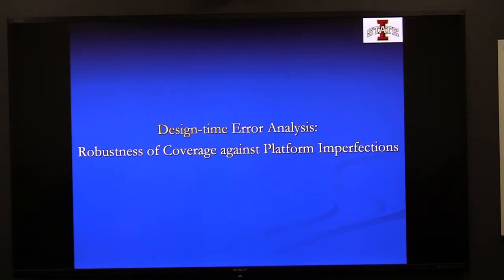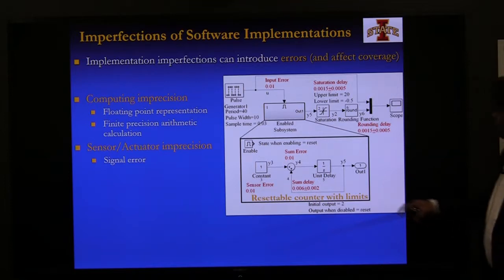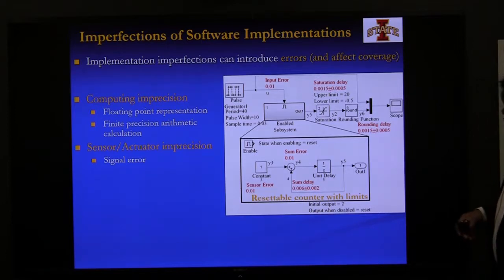The second thing that one can analyze at design time is the robustness of the coverage of the tests that we have generated through this approach, corresponding to the platform imperfections. When these computations happen, there can be numerical error. There is a limit to the accuracy with which the summing junction can add. There are also computation delays that Simulink introduces. And this is a control system, so it receives an input from somewhere else, and that input itself would have some numerical error. Because of the finite precision arithmetic and the non-zero delays, the semantics of the code is not necessarily the same as the semantics of the Simulink state flow.